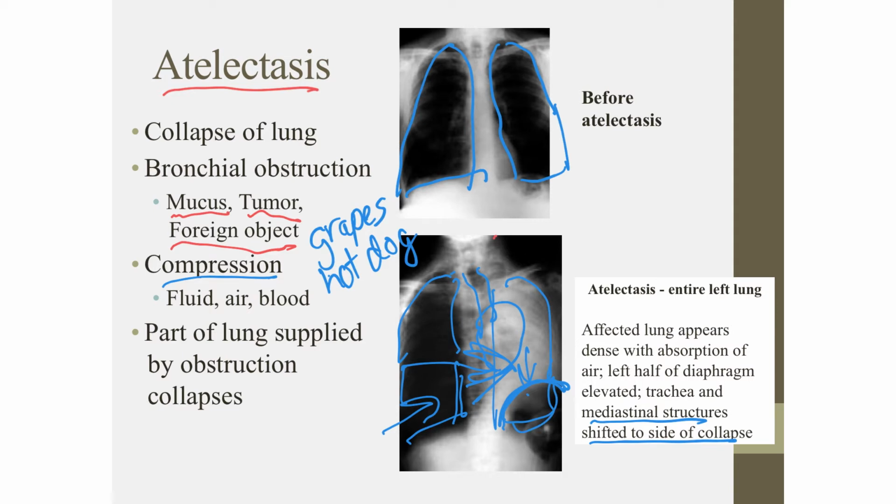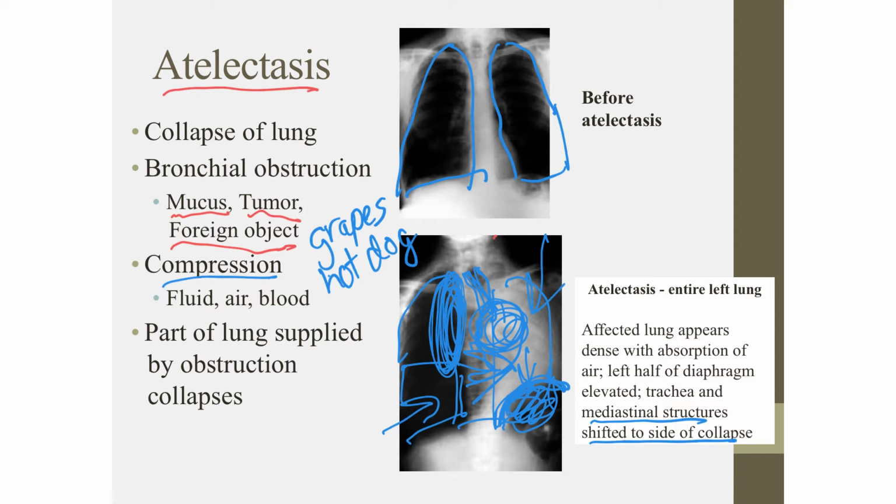Again, it's not a full lung collapse like we saw in pneumothorax, where everything just kind of crinkles or crunches up to the inside of the thoracic cavity. We have the area distal to the obstruction collapsing, the diaphragm moving up towards the side of the collapse, the trachea and the mediastinum all moving out of the midline, moving towards the site of collapse.